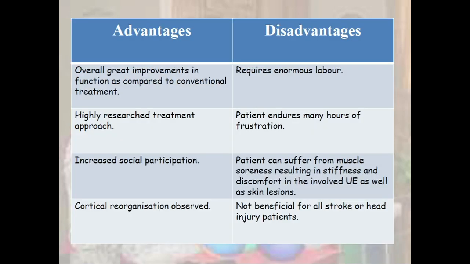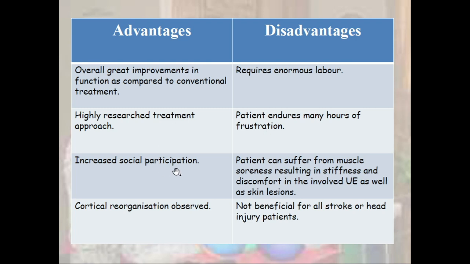So you can see the advantages and disadvantages of CMT. Among the advantages, overall great improvement in function was found compared to conventional treatment, but the disadvantage is that it requires enormous effort, as we have to work throughout the day behind the child or the adult for restraining and to get work from the affected side. The second advantage is that it is a highly researched treatment program, but the disadvantage is that the patient endures many hours of frustration. They live in frustration because they are not able to use the unaffected side, and they know they will not be able to do most activities with the affected side. So that leads to frustration also.